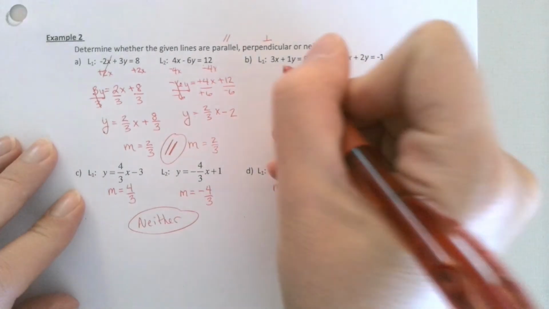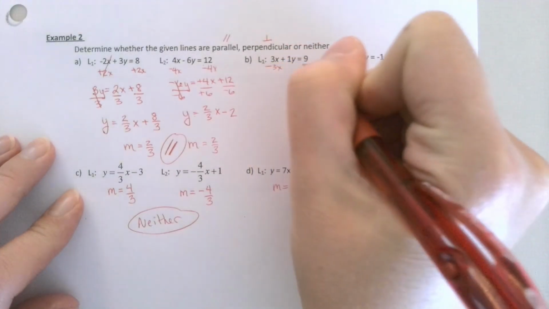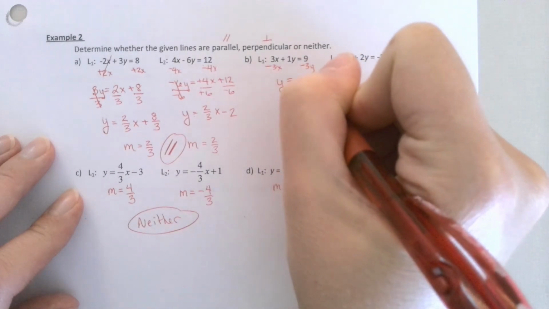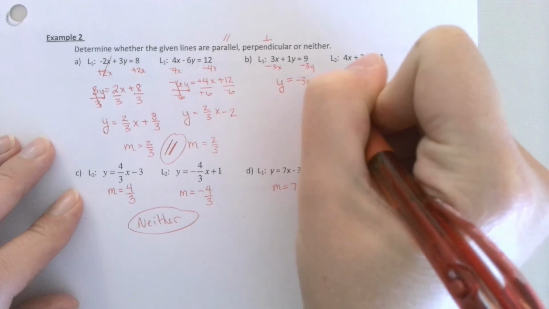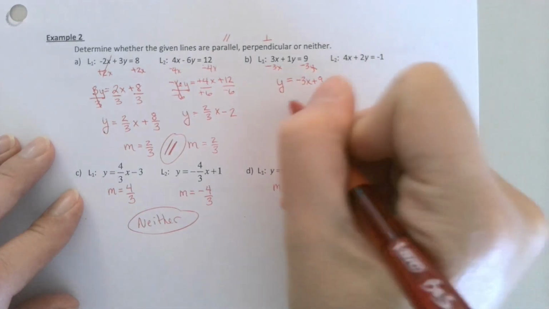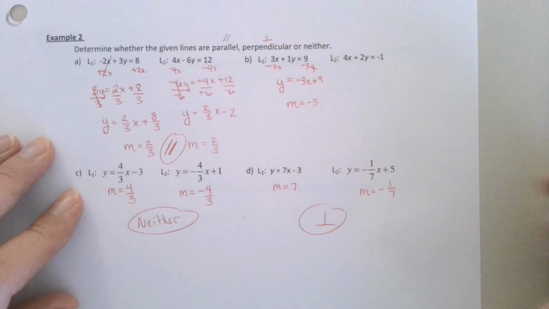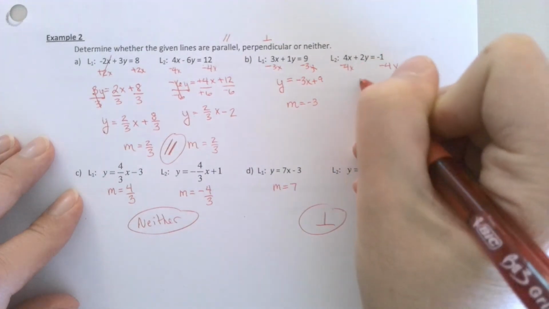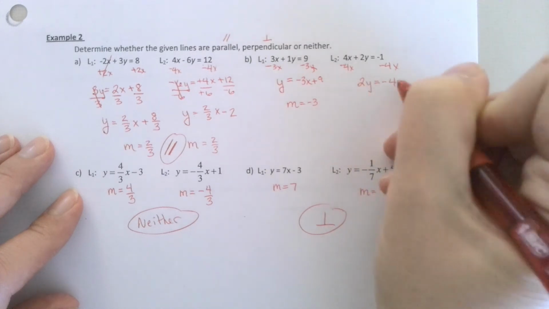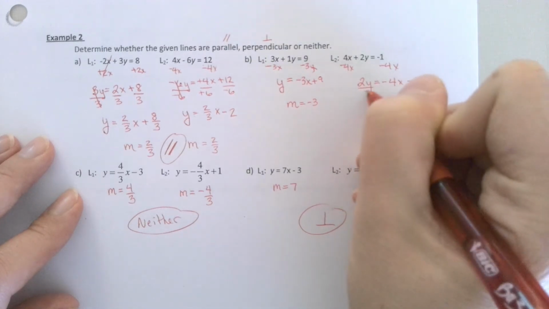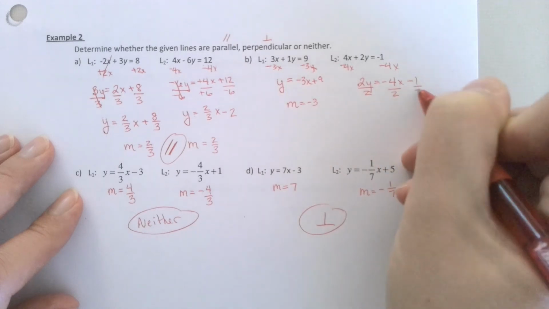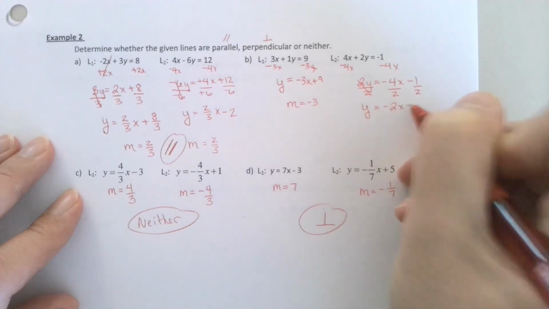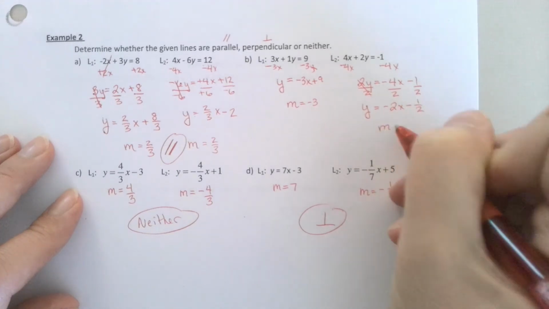So in this next example, I'm going to go ahead and subtract the x to get y by itself, and it just falls out because it's 1y equals negative 3x plus 9. Okay, so my slope is negative 3. In this one, I'm going to subtract my 4x, and I get 2y equals negative 4x minus 1. And then again, I'd like to divide each piece individually by that 2. So I get y equals negative 2x minus a half. All right, here my slope is negative 2.